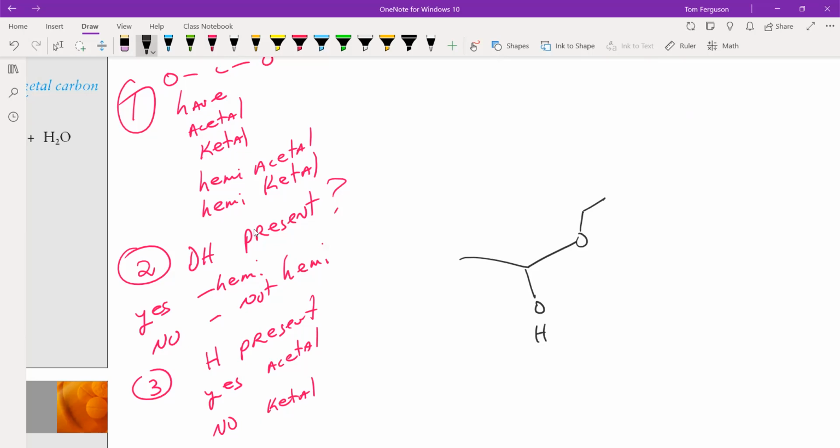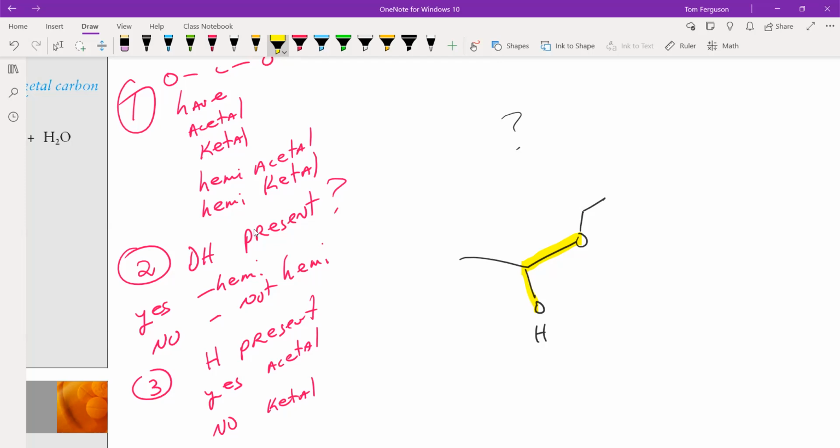Okay, so what is this guy? Is this an acetal? Well, first of all, is it nothing? Is it an acetal, ketal, hemiacetal, hemiketal? So let's go through the steps here. Number one, is there an OCO there? Yes. So that means it's going to be one of the four: acetal, ketal, hemiacetal, hemiketal. If you start with a ketone, it's going to be a ketal. Start with an aldehyde, it's going to be an acetal.